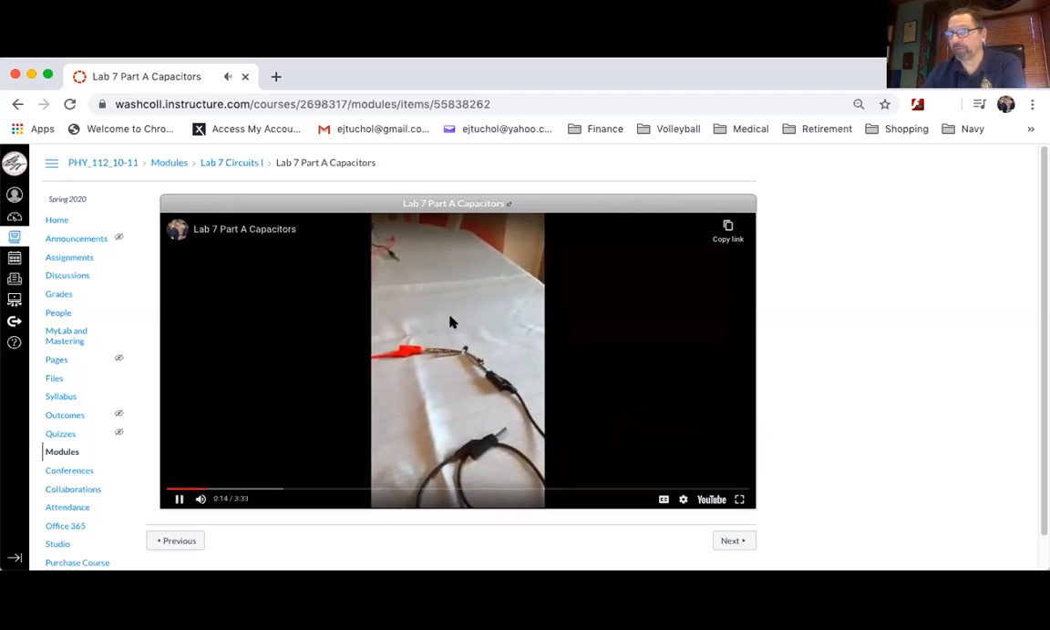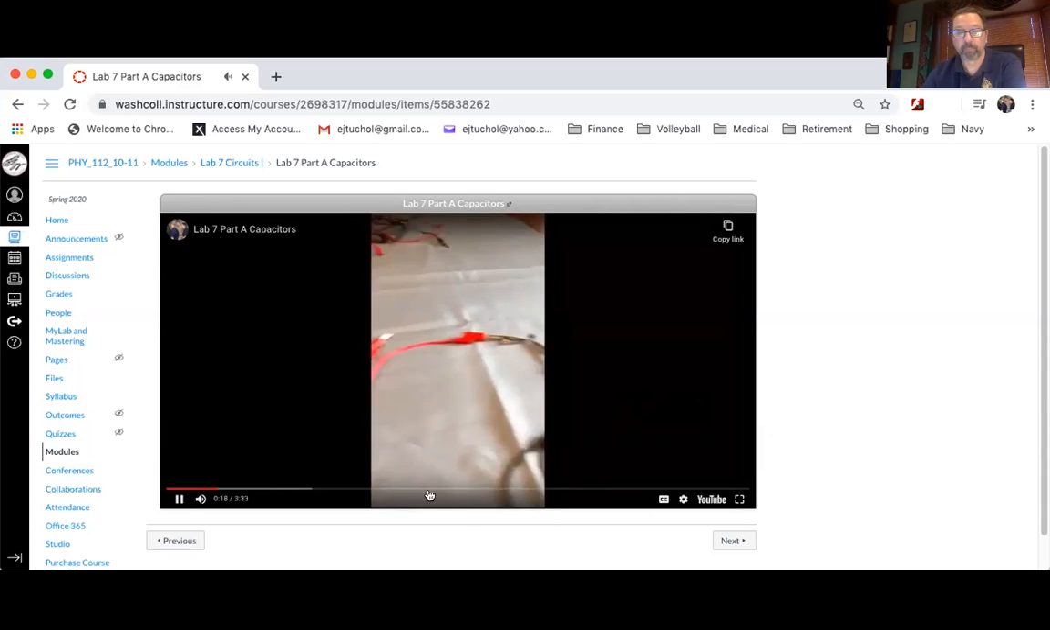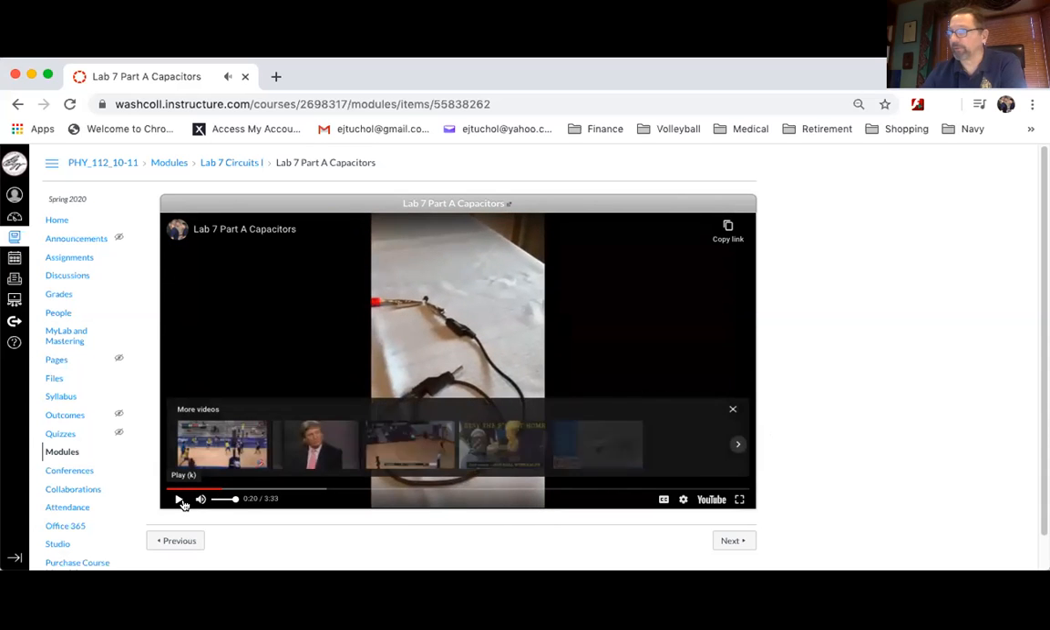It might not surprise you. You're going to put, for the first part, part A, the capacitors both in series and parallel and take some data on it and then do some predictions of what they should be. Okay. And it's pretty self-explanatory.